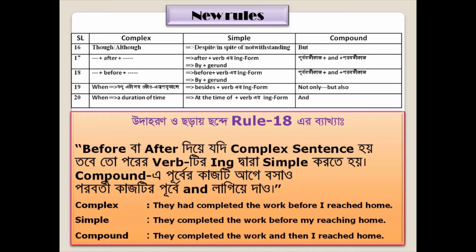Rules number 19. If there is when, অর্থাৎ যদি when দ্বারা শুধু এটাও নয় ওটাও এরূপ বুঝায়, in simple you will have to use besides plus ভার্বের ing form, and in compound you will have to use not only but also.